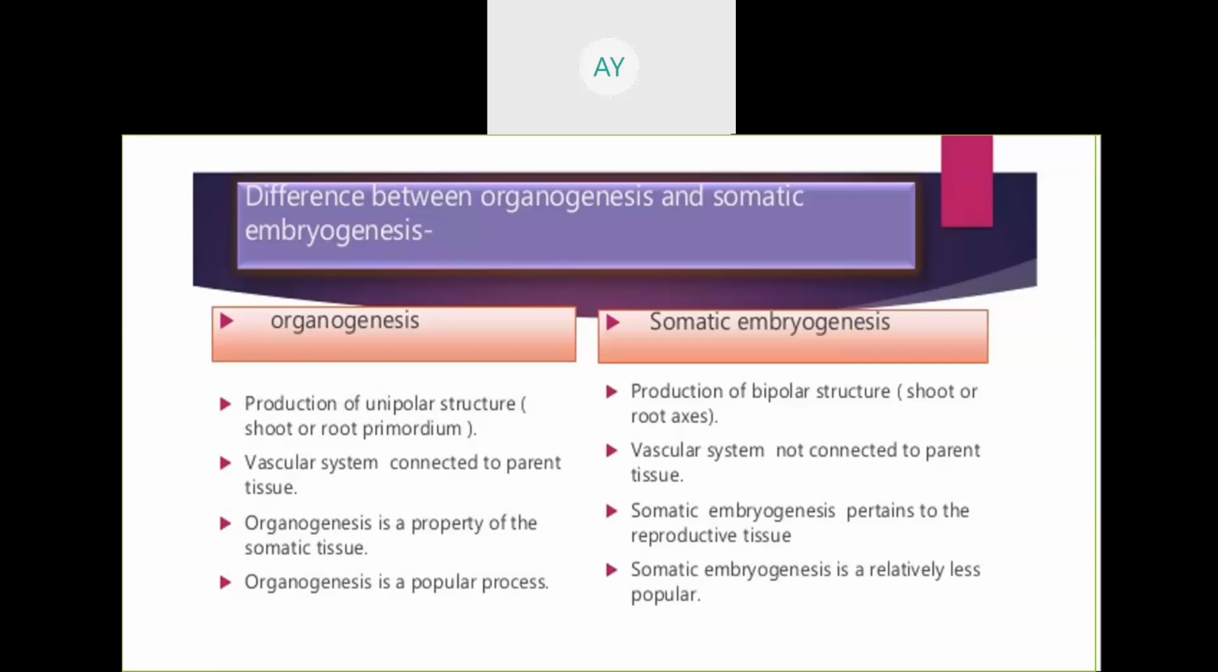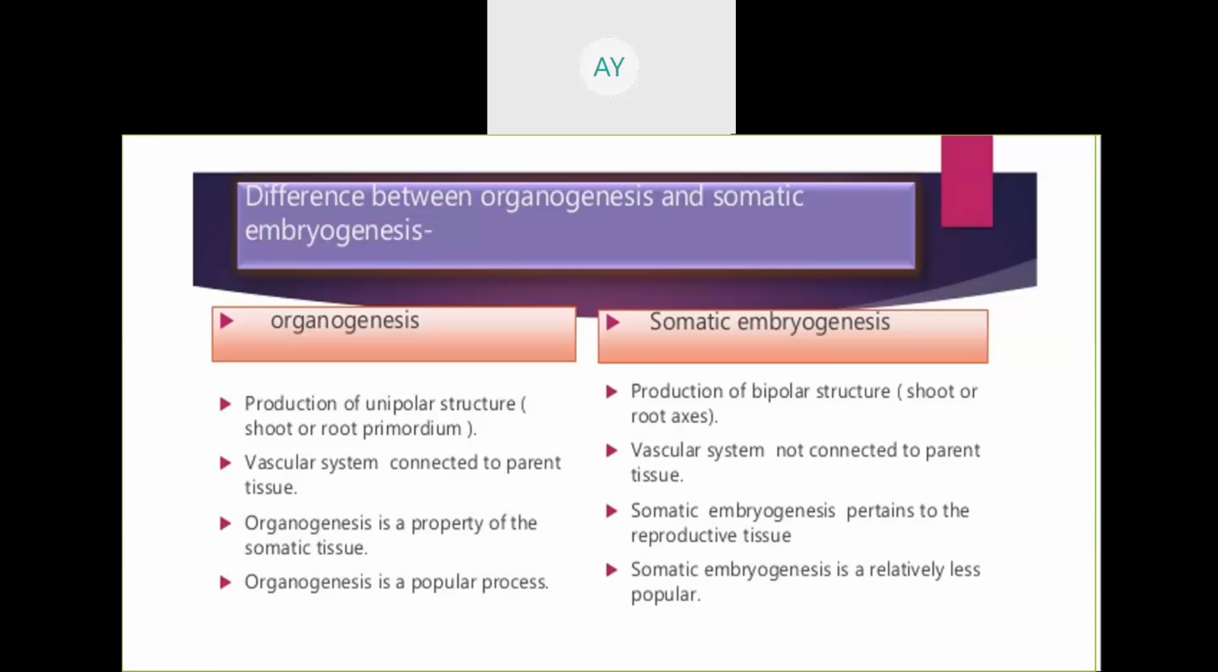We can produce a particular organ through organogenesis, and we can get the whole plant through somatic embryogenesis. In organogenesis the vascular system is connected to the parent tissue, but in somatic embryogenesis the vascular system is not connected to the parent tissue. Organogenesis is a property of the somatic tissue, while somatic embryogenesis retains reproductive tissue character. Organogenesis is a popular process, and somatic embryogenesis is relatively less popular. Yes, we can easily produce a particular organ with the help of plant tissue culture, but somatic embryogenesis is less popular. So try to know the difference.